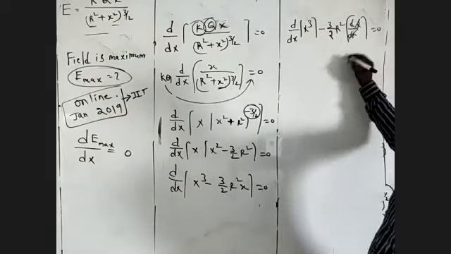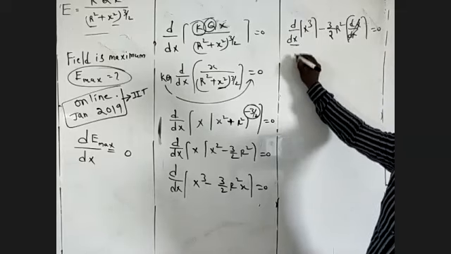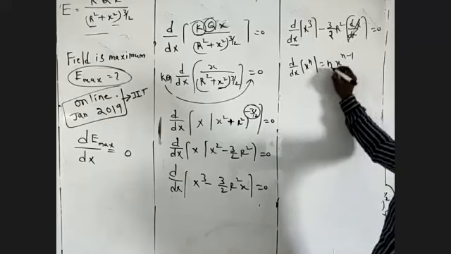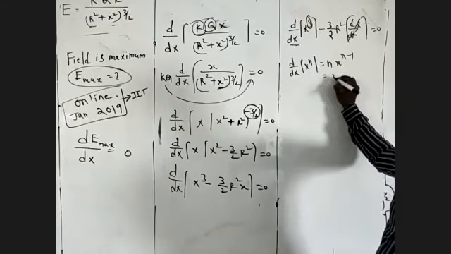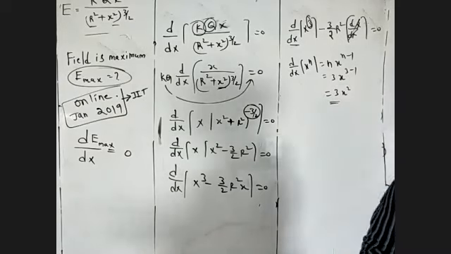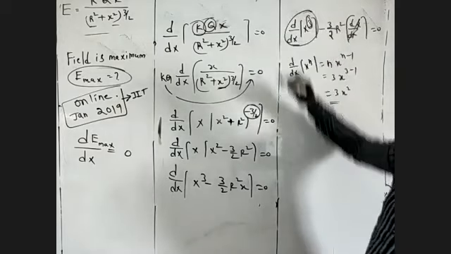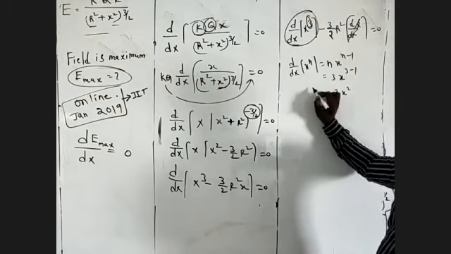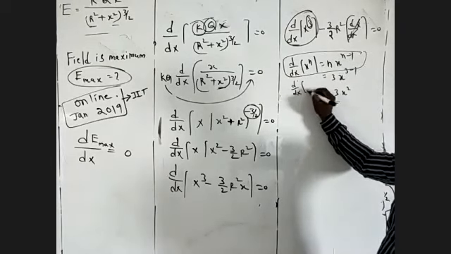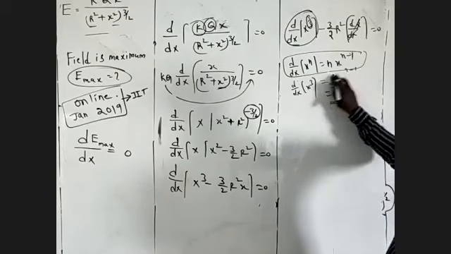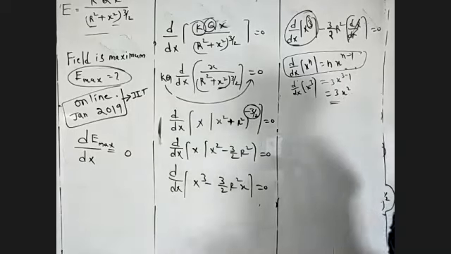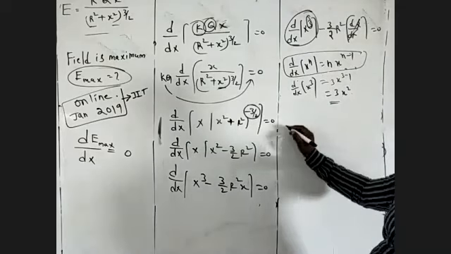Now d by dx cancels, and one is the answer. d by dx of x power n is n into x power n minus 1. Here n is 3, so 3 into x to the power 3 minus 1, that is 3 into x square, 3x square. This is the formula: d by dx of x cube is 3 into x power of 3 minus 1. Your answer is 3x square.